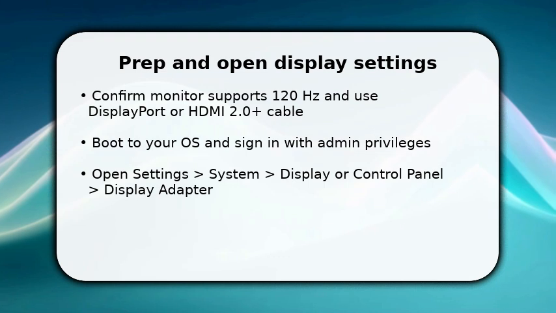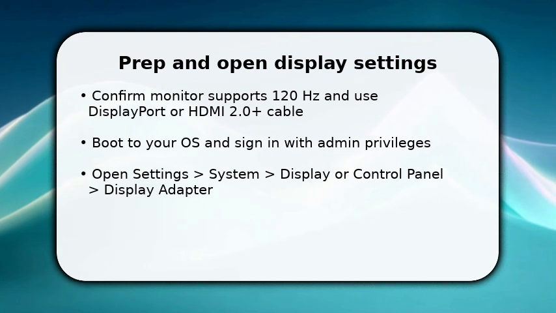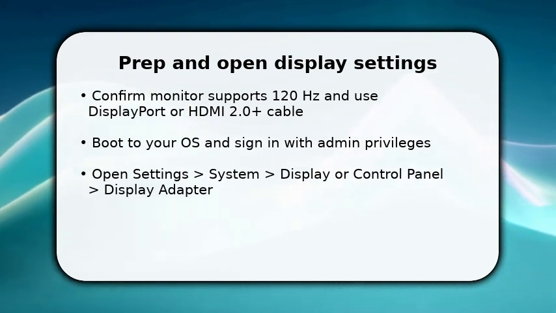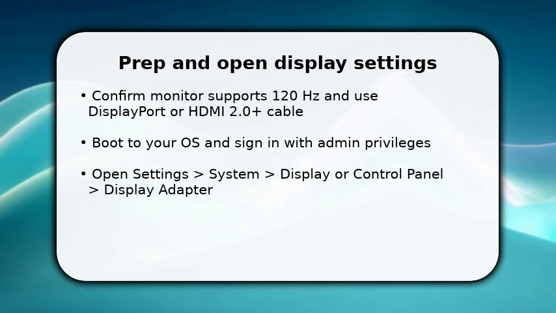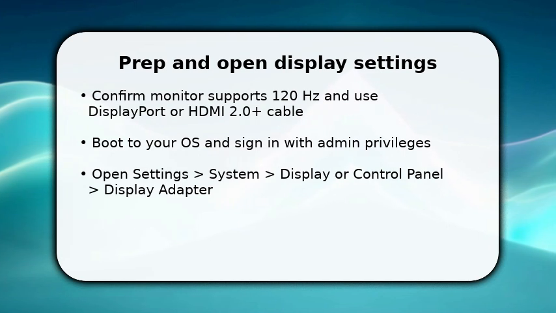Now open System Settings and go to Display, or on Windows open Control Panel and click Display Adapter Properties. This gets you to the screen where refresh rate options live. Make sure to keep your current resolution in mind as you proceed. You're ready to change the refresh rate.